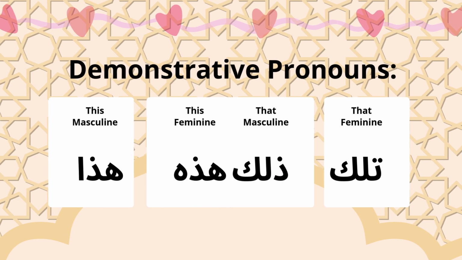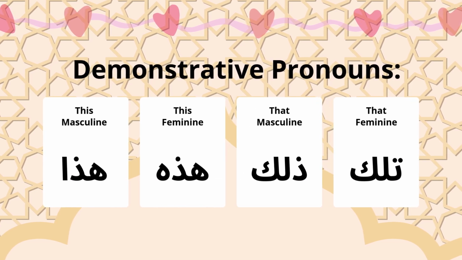Here you can see a brief introduction about the chapter. You can see the words this and that in both their masculine and feminine forms. Let's read them, and then we'll dive deeper into each of them separately. هذا, هذه, ذلك, تلك. Let's see their uses in real life in sentences too.